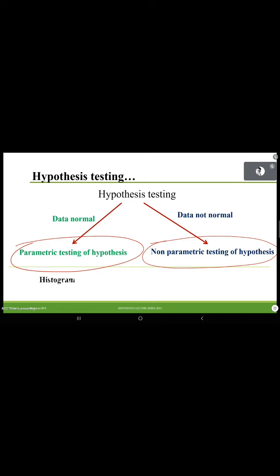So how can we check the normality? Plot a histogram and see the shape of the curve. If it is a bell-shaped one, you can say the data follows normal distribution.